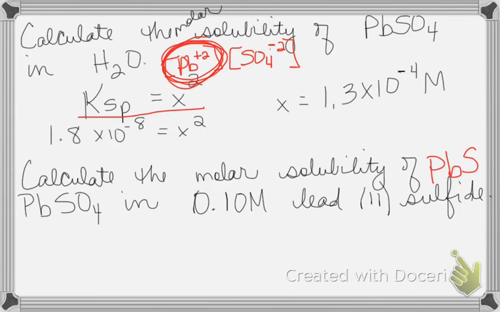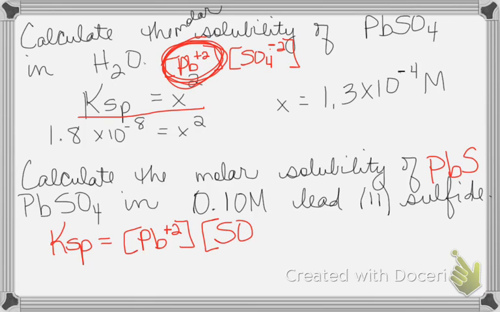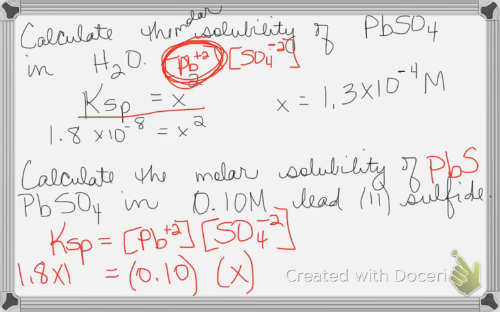So how that changes the KSP, it's still going to be that the KSP is lead plus 2 times sulfate, but now these both aren't starting out at X. Now the lead 2 is starting at 0.1, and the sulfate is still X, and that's still going to be equal to the same KSP, which is 1.8 times 10 to the minus 8. Now we just simply divide that by 0.1.